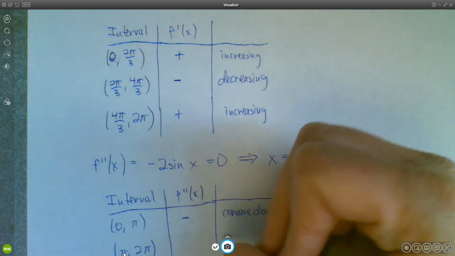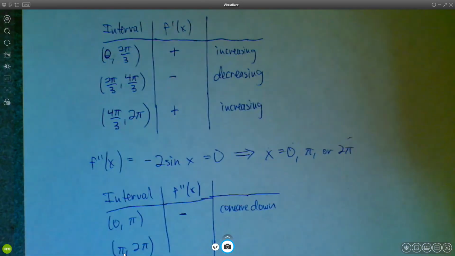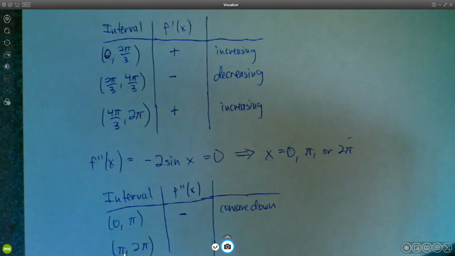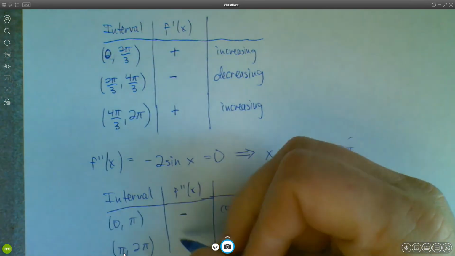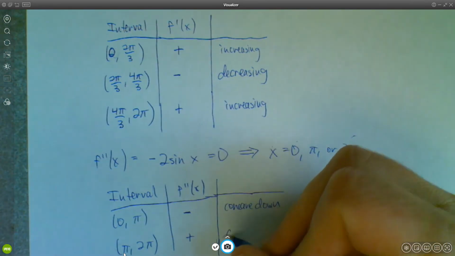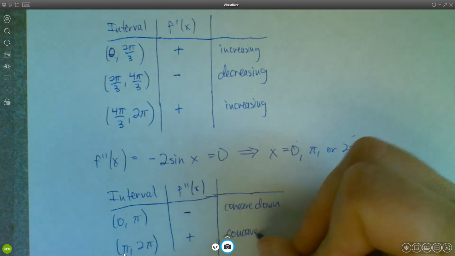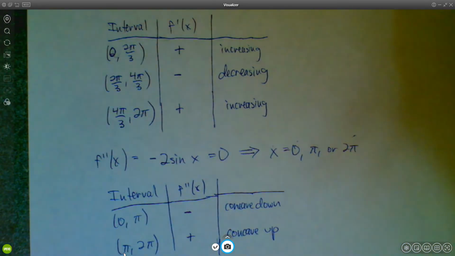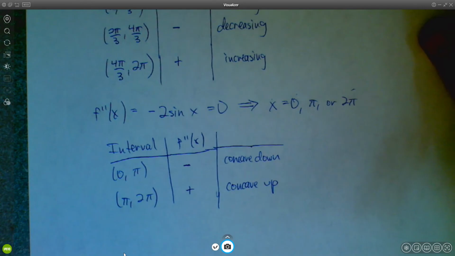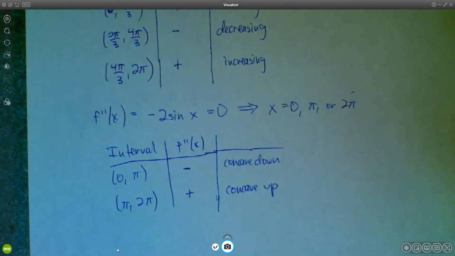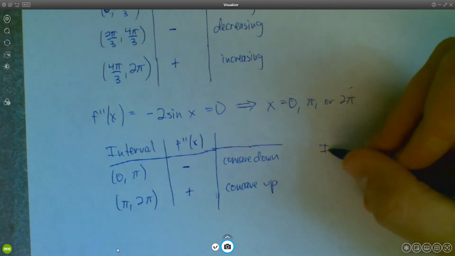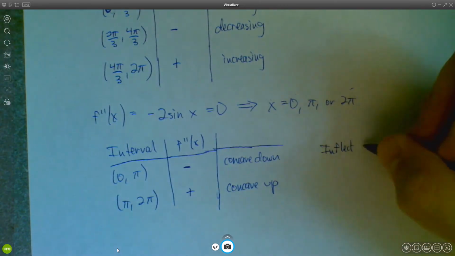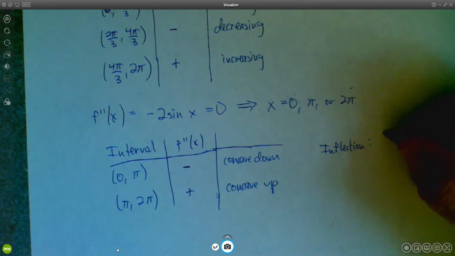Then between pi and 2 pi, I could plug in something like 3 pi over 2. Sine of 3 pi over 2 is negative 1. Negative 1 times negative 2 is positive 2, which means I'm concave up on that interval. It also tells me that pi is an inflection point, right? So my inflection point is going to happen at pi and then f of pi.